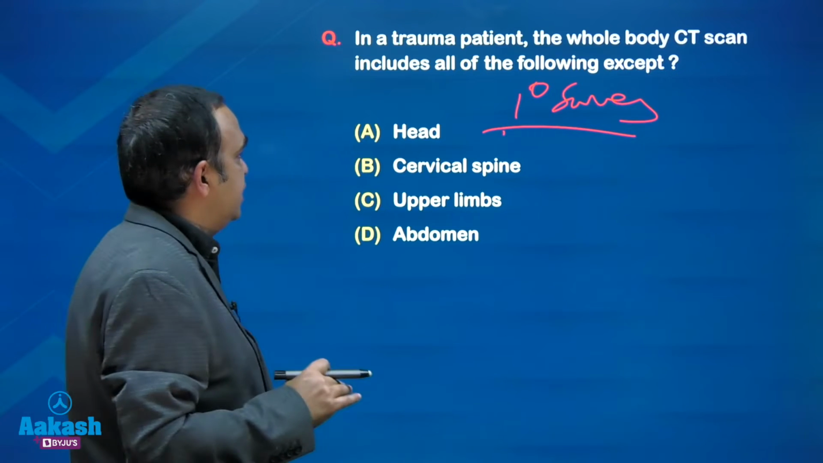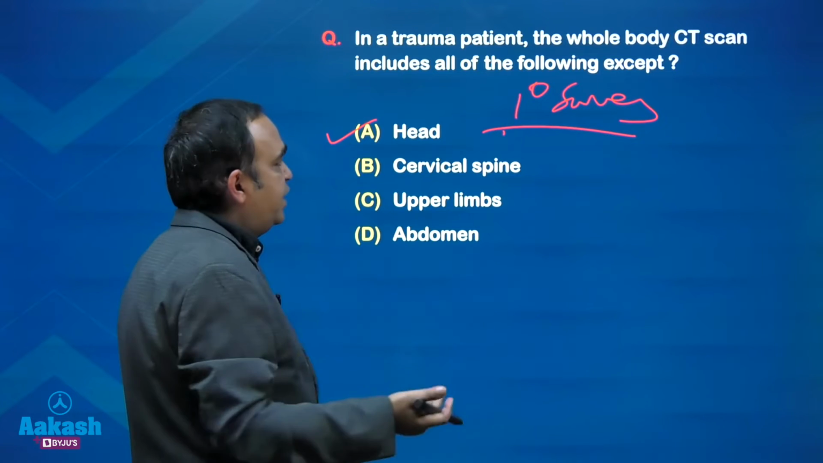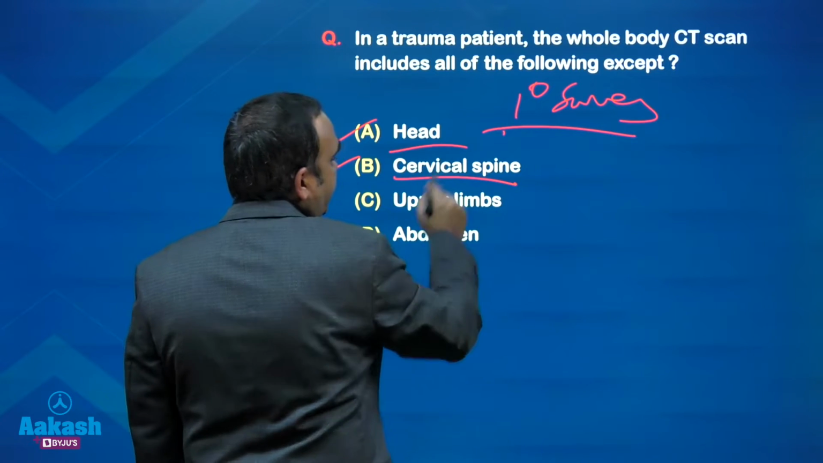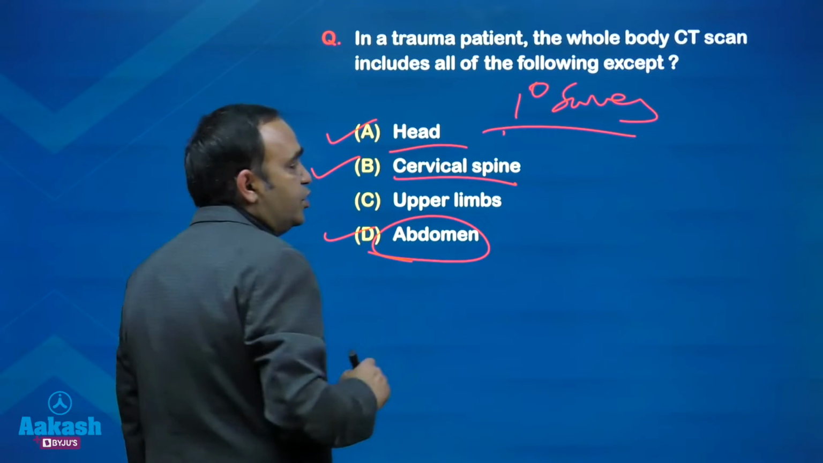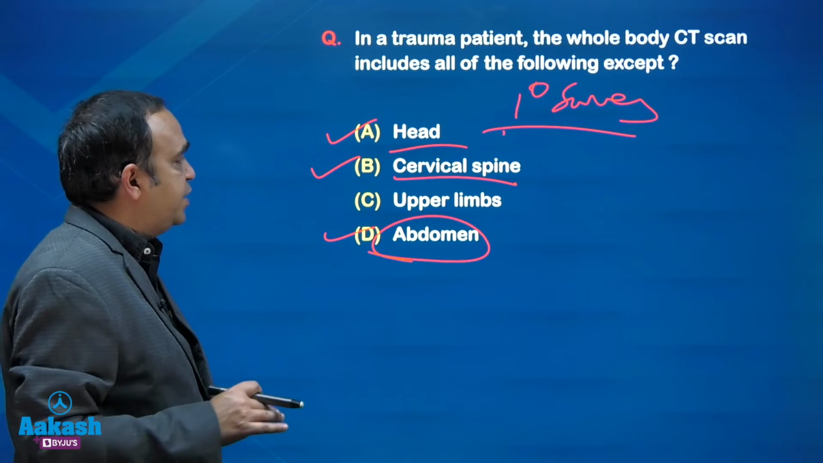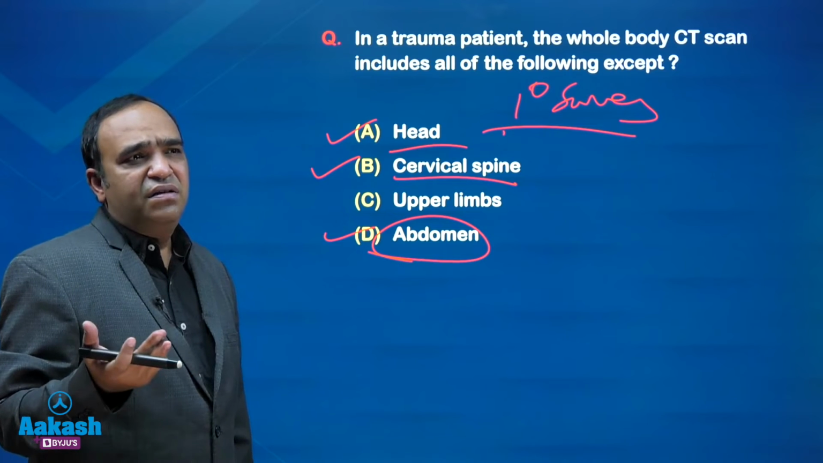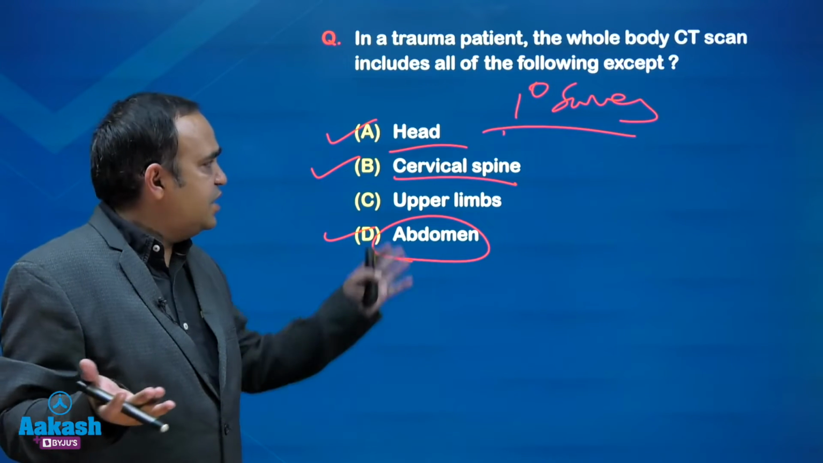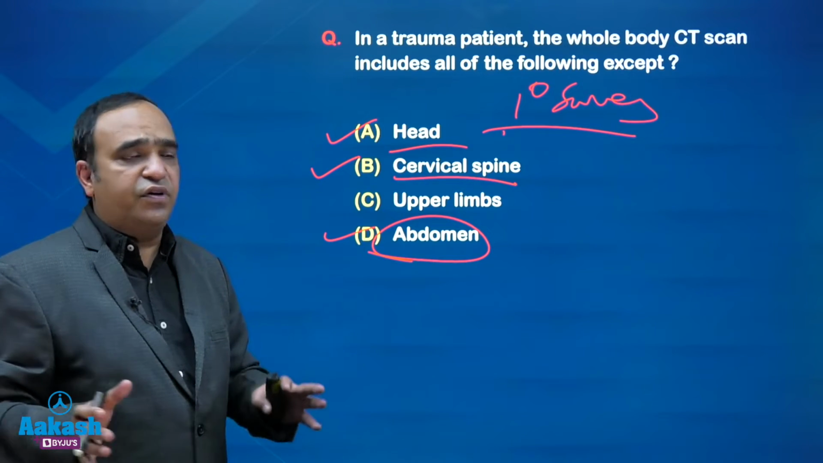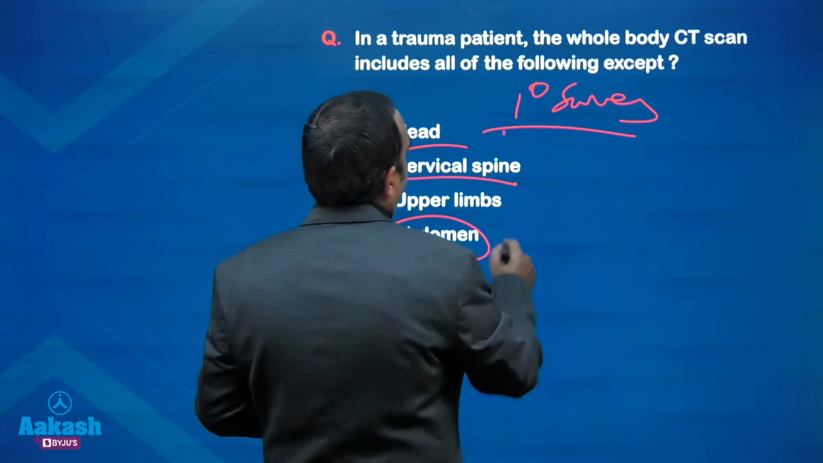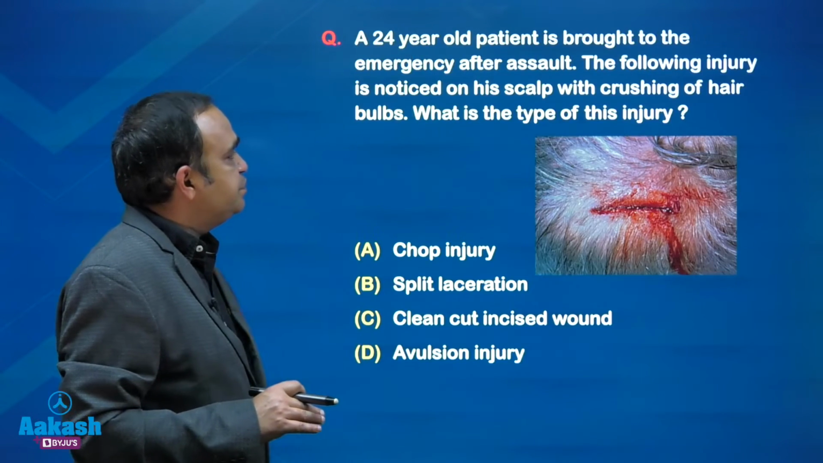So life threatening injuries. So head is definitely a part of it. Brain injuries, all of you know, EDH can be life threatening. Cervical spine is again a very important part of primary survey. Abdomen, again hemoperitoneum is life threatening and part of the primary survey assessment. Upper limbs, extremities, injuries, they can be managed at a later stage. So extremities are not all that important in the primary survey, they can be left for the secondary or the tertiary survey. So that's not the part of whole body CT scan assessment in the primary survey.